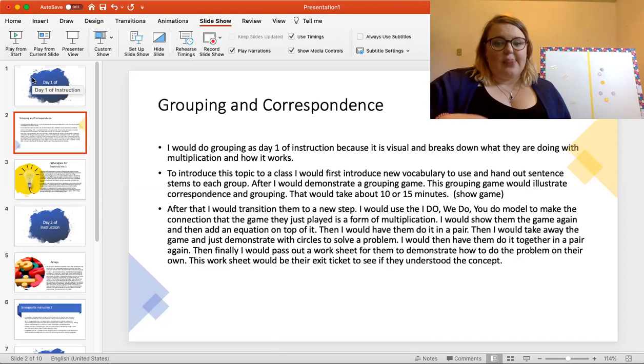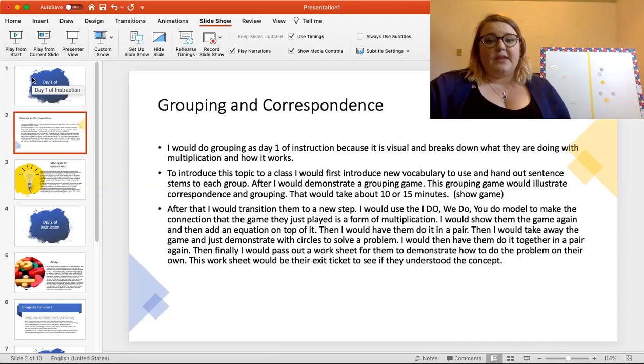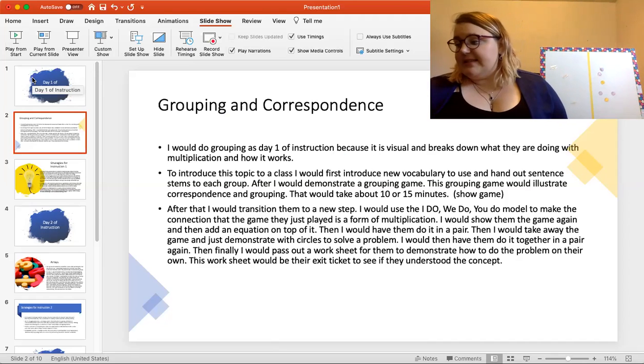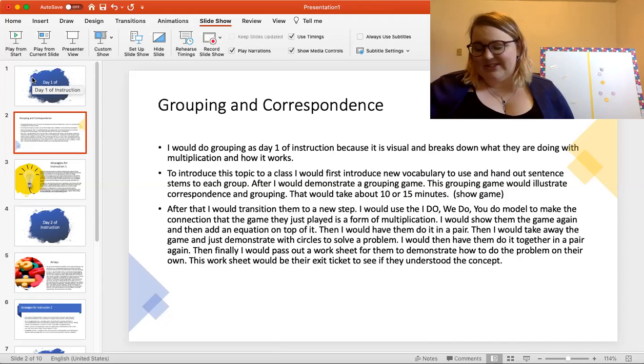After I hand out the sentence stems, I would demonstrate the grouping game. This grouping game would illustrate correspondence and grouping, and that would take about 10 to 15 minutes. Let me show the game I have in mind. I've used this in my class before, and that's why I have those materials.